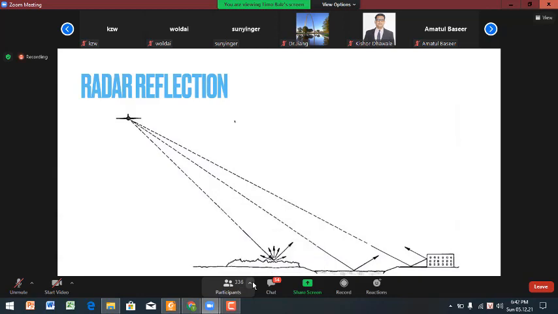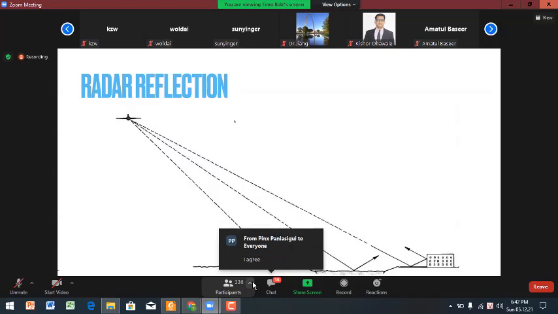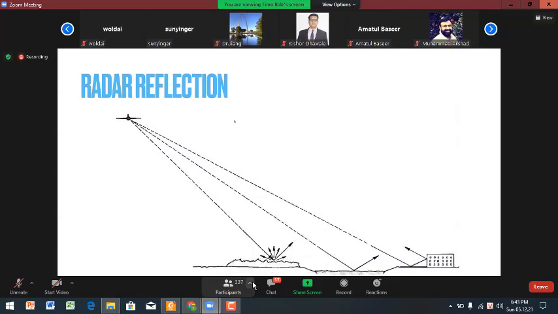So only a very small fraction of the energy is coming back to the sensor, but something is going to come back. While if you have a specular reflection, a lot of the energy is reflected away in one direction, but that direction is away from your sensor, and you get nothing back. So that pixel would be very black. You don't get any energy back.